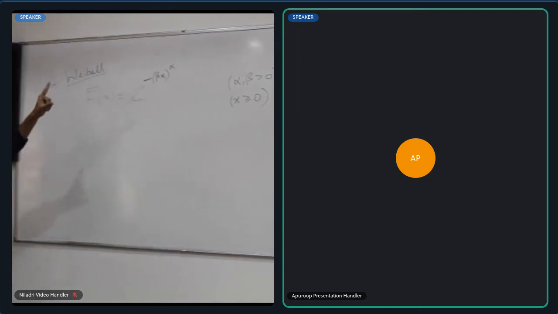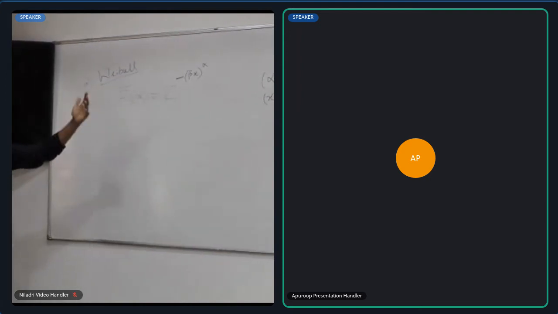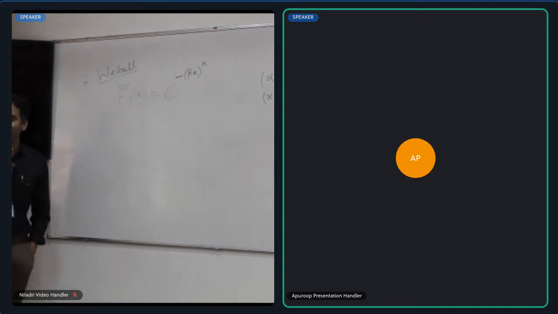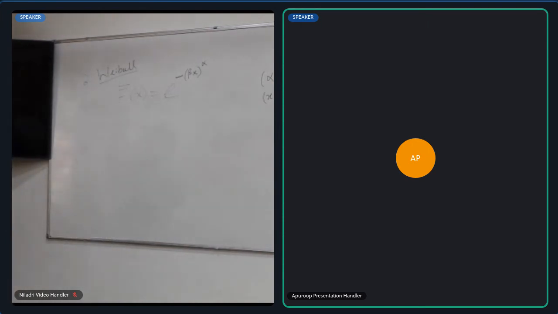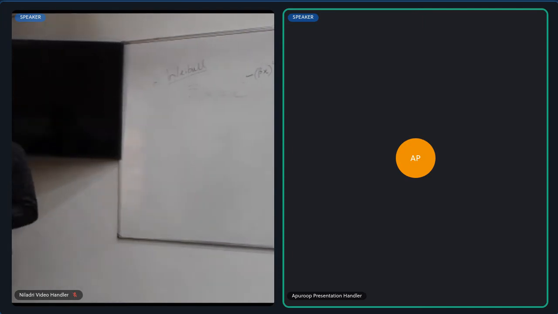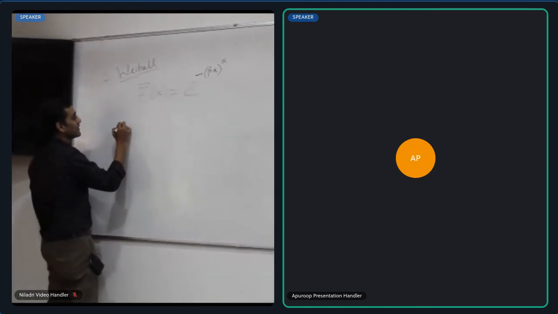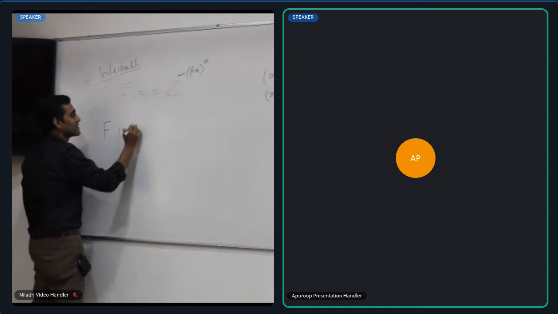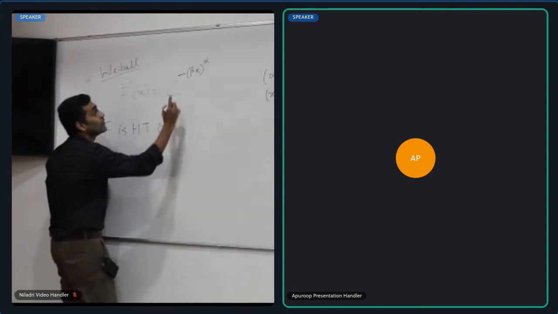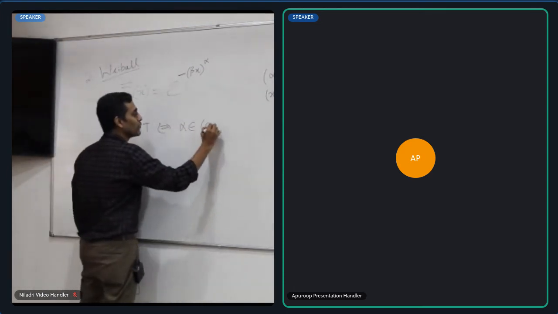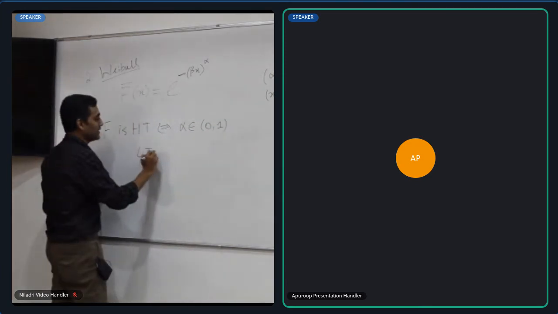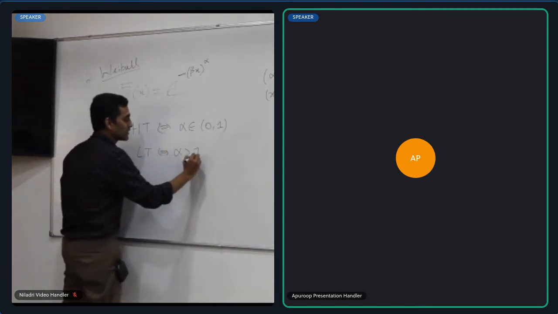Whereas if alpha is 1 or more, this would be a light tail distribution because the tail is actually decaying exponentially or faster than exponentially. So the Weibull is this nice parametric family where depending on how I set the parameter alpha, I can transition between heavy and light tail. So in this case, F is heavy tail if and only if alpha is between 0 and 1, and light tail if and only if alpha is at least 1.